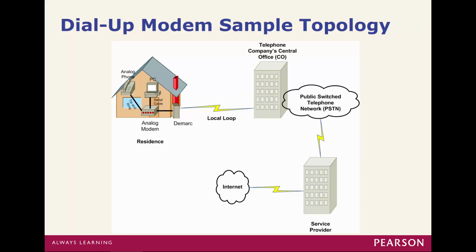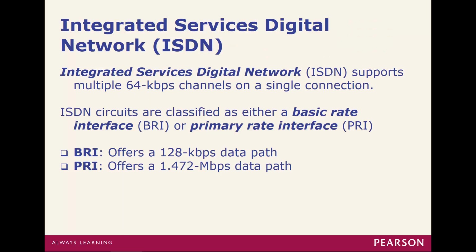We could have, between us and our phone company, a local loop. That means just a connection between us and our centralized office. Using the phone system, we could go on a public switched telephone network to a service provider that would then get us out to the internet. That's not the only type of phone service.